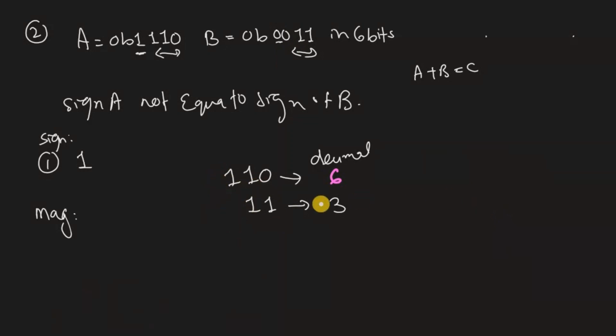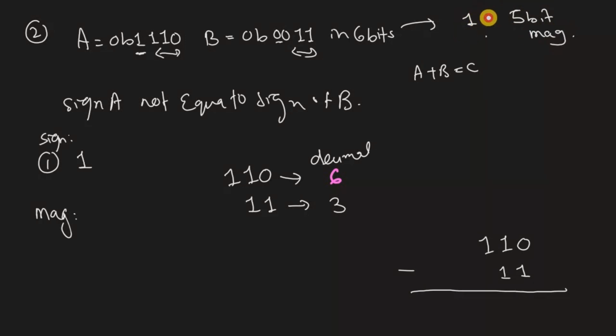Okay, so what we're going to do, we're going to take the bigger number, and then we're going to subtract the smaller number from it. And then of course we need the answer in 6 bits, so 5 bits go for the magnitude and 1 bit goes for the sign.